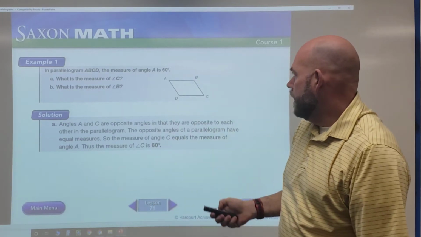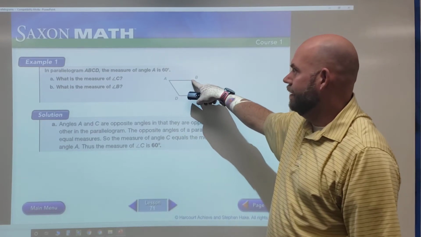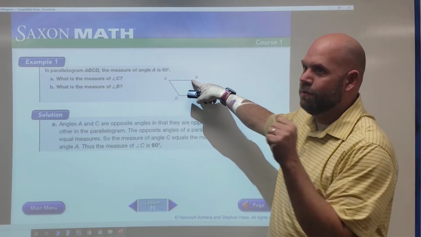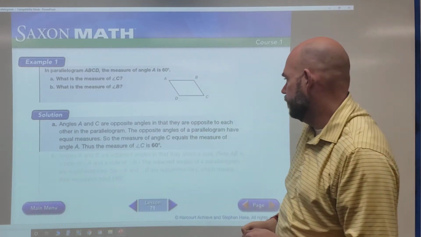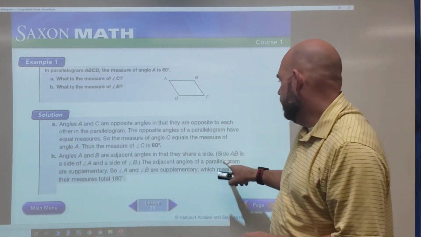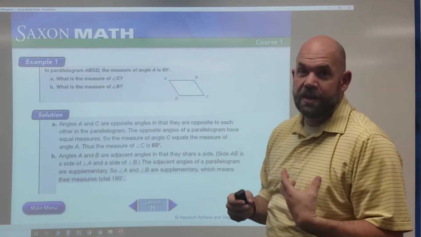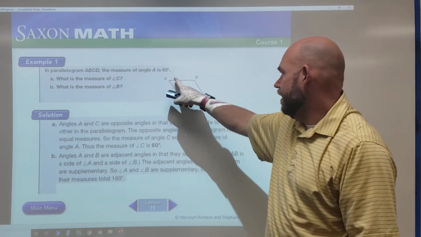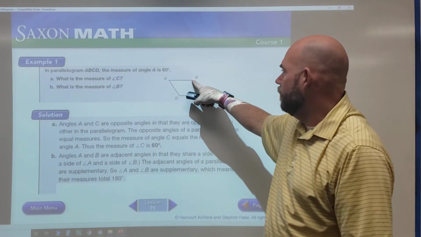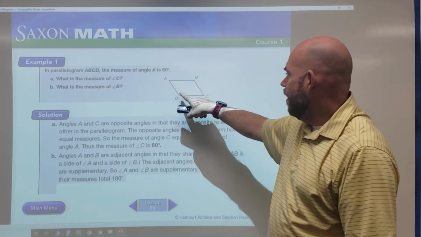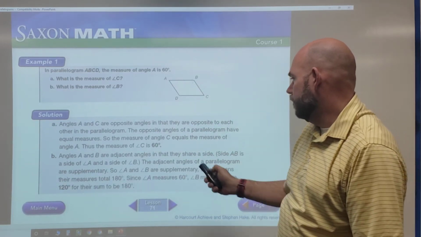Now, the measure of B. Complementary equals 90, supplementary equals 180. So A and B are supplementary angles. Adjacent angles share a side and they are supplementary. So if we add them together, it's going to equal 180. If this is 60, we subtract 60 from 180, that gives us 120. That means B is going to be 120. And because these are opposite angles, this is also going to be 120. So B and D will be 120 degrees.